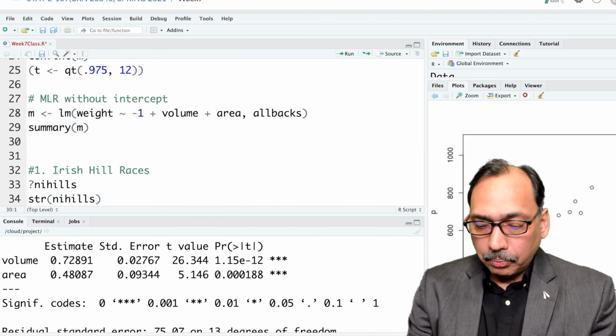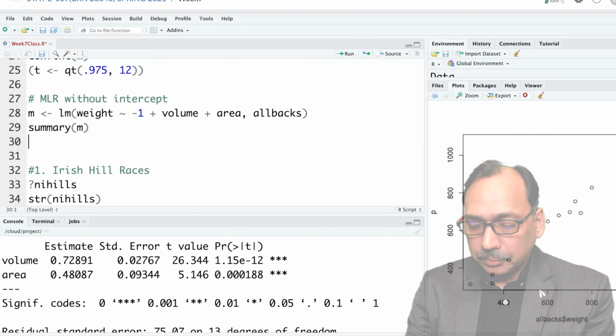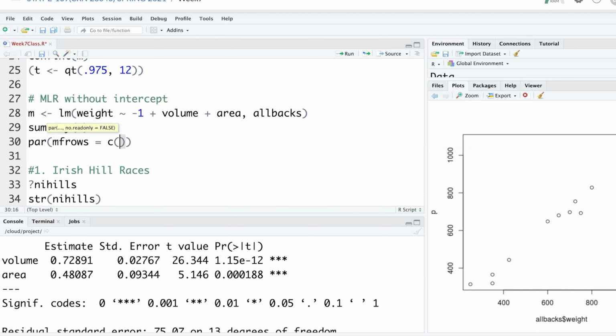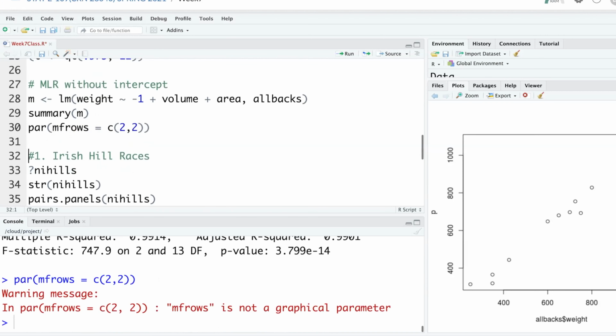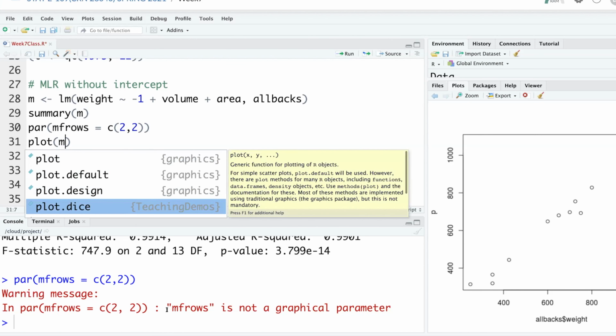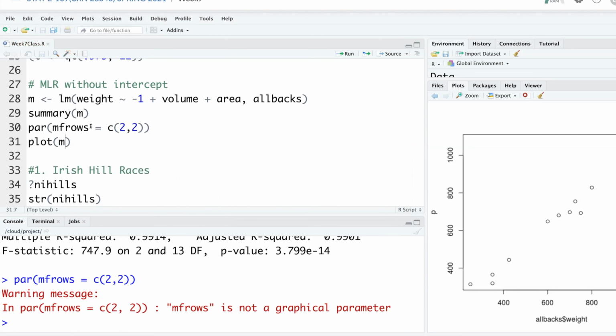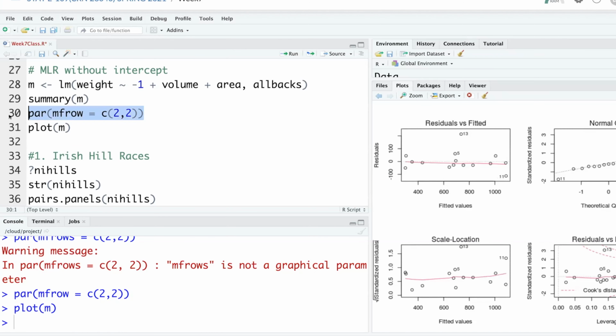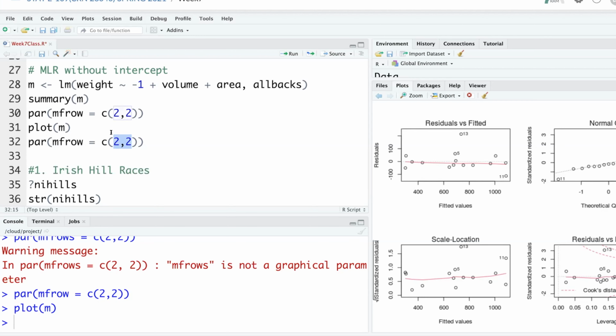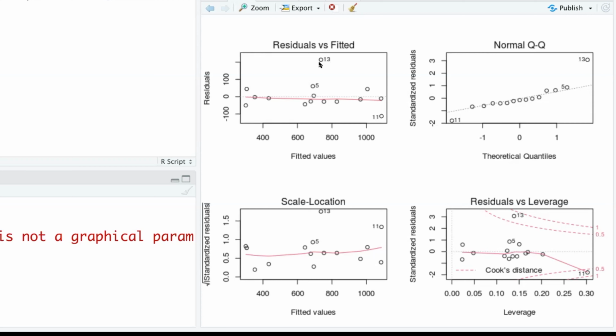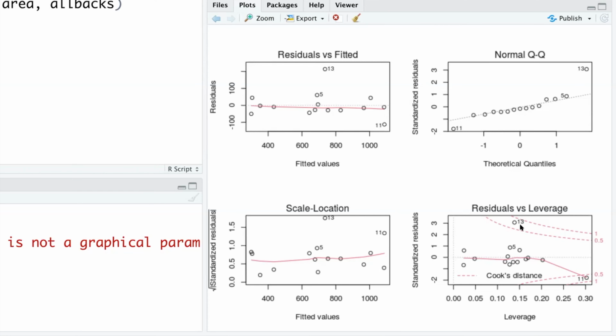But let's also do that diagnostic plot. 2 rows and 2 columns. It says MF rows is not a graphical parameter. So I think it should be MF row, not rows. And when we do this, it's also important to come back to 1 by 1 so that if we plot feature plot, it doesn't look small. And we had noticed in PowerPoint also, book number 13 is unique and it's getting highlighted almost in every plot.